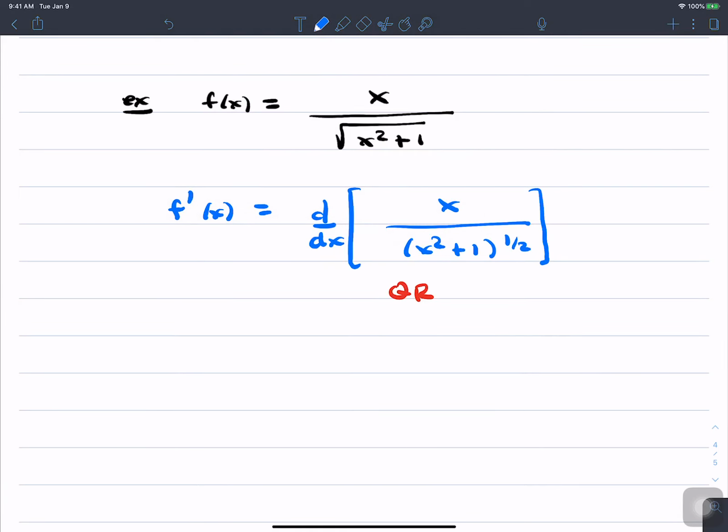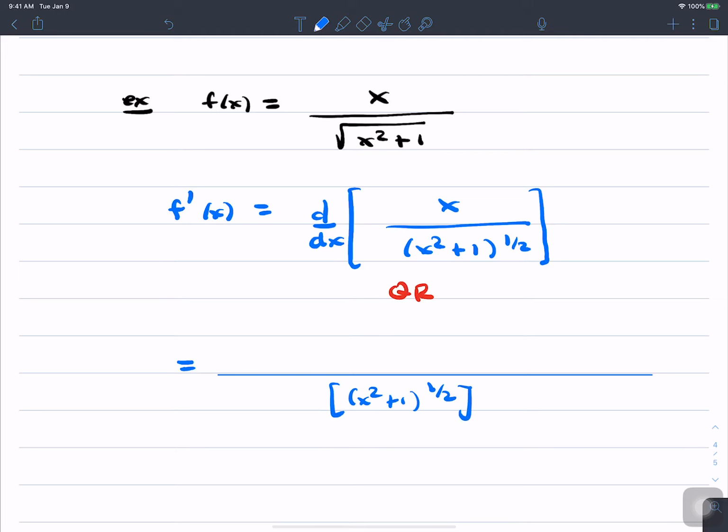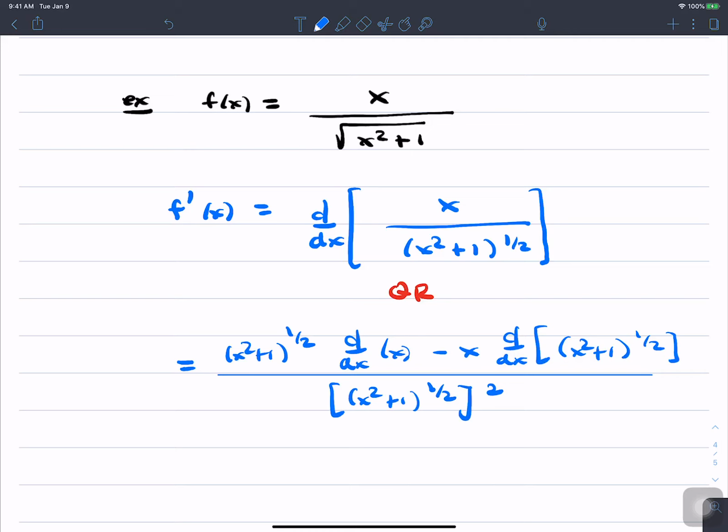Okay. Let's see what this is. So by quotient rule, you take the denominator, x squared plus 1 to the 1/2, and don't forget you actually square that. You bring the denominator up, x squared plus 1 to the 1/2. You differentiate the numerator minus the numerator, and then the derivative of the denominator. All right, double check that this is going on symbolically.